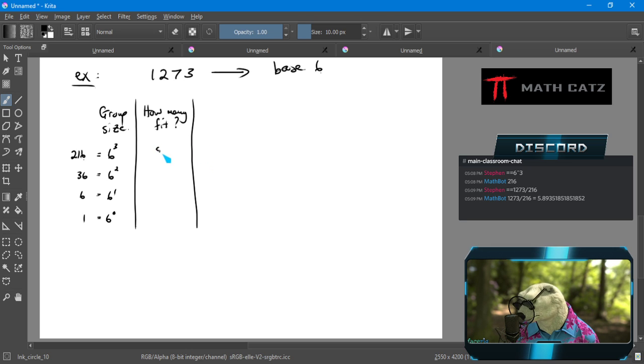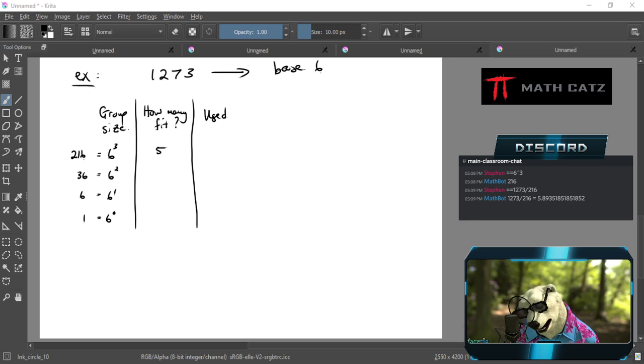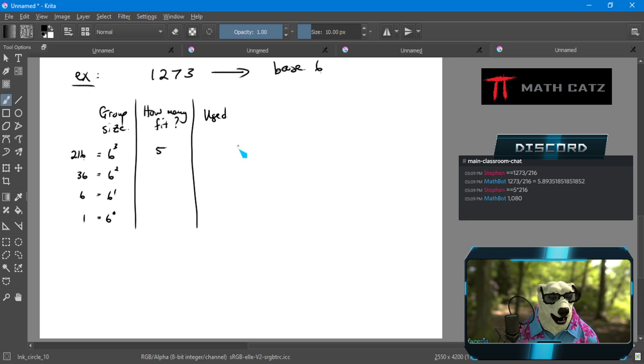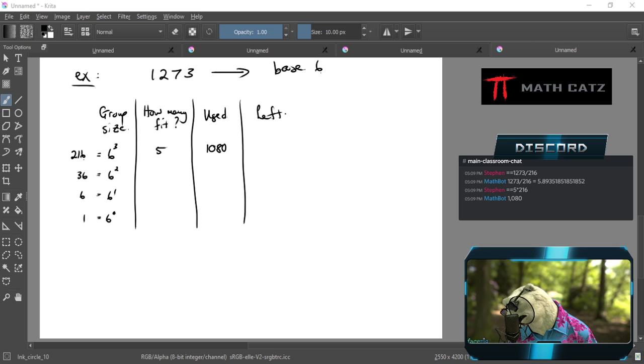MathBot says 5 times. How much have I used? Well, 5 times 216. I know you can do it in your head. I want just something to see in the chat box. 1,080. And what is left? Subtraction from the original.